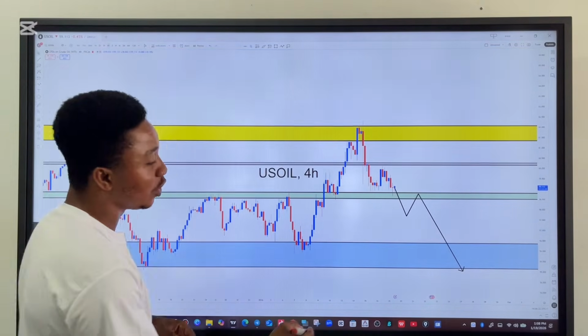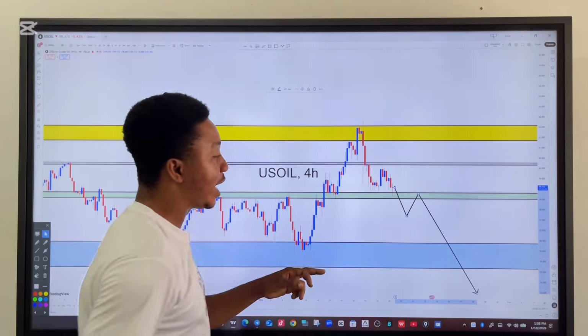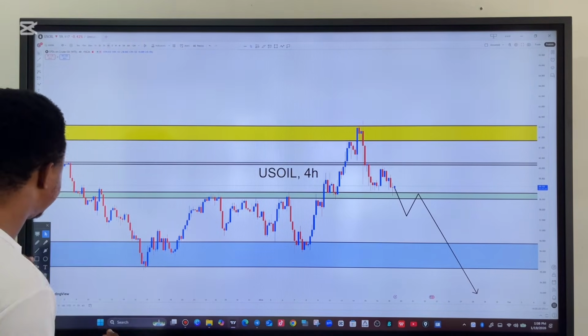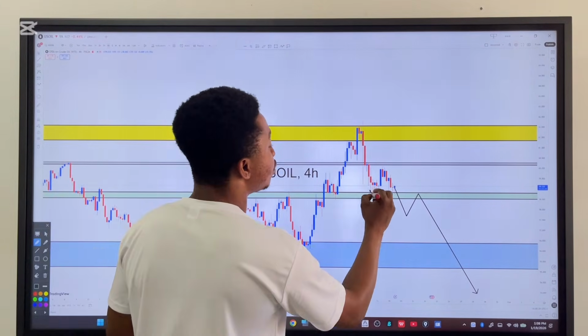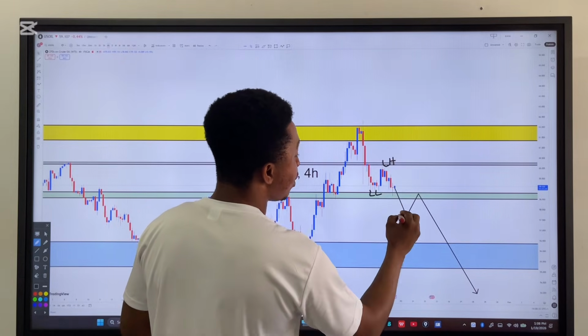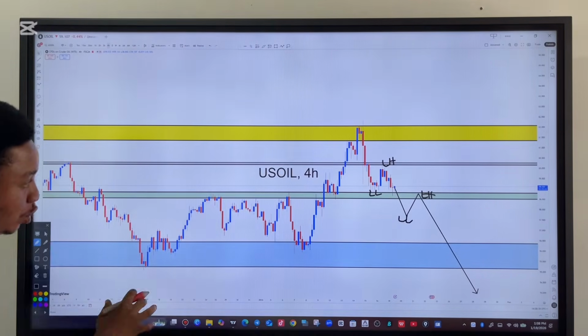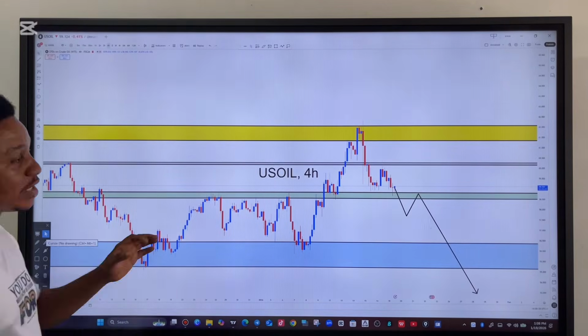So US oil, this is also our full and complete technical analysis. I've given you guys the two possible ways that we can enter. So this one is also going to be in this form: lower low, lower high, lower low, lower high. We can also sell to the downside. So US oil, we are also done with the breakdown.